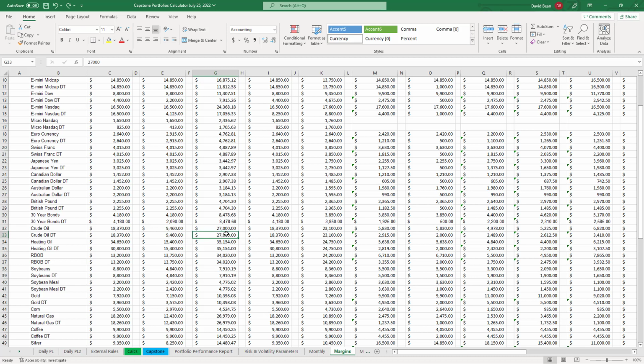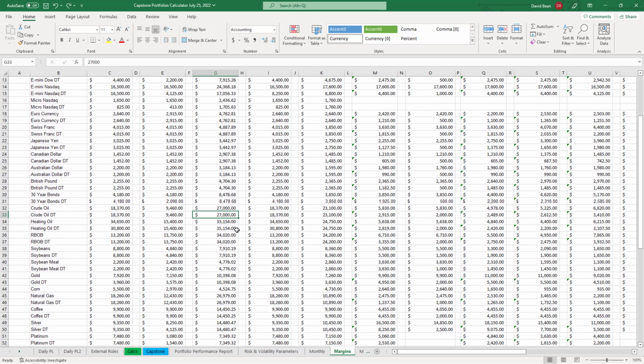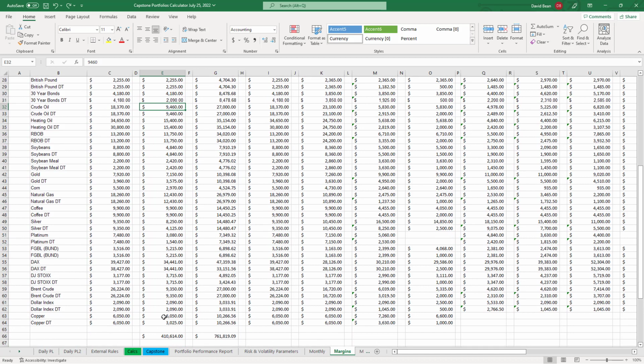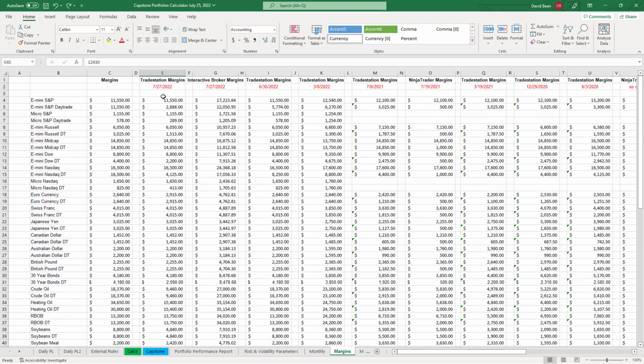So $27,000 crude oil margin at Interactive Brokers right now, 3 times higher than Tradestation, and so it could creep back up. Heating oil and RBOB. Let's look at natural gas. That's a market that we trade, and so copper. If you scroll down here, copper margin 6,000 and 3,000 versus 10,000. Let's see, where did I put natural? Natural gas is right here. 26,000 at Interactive Brokers versus 12,000 at Tradestation. So those are the margin differences.